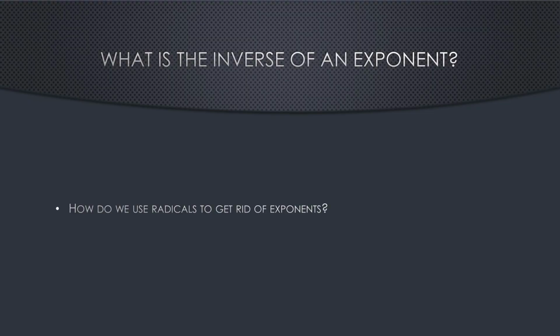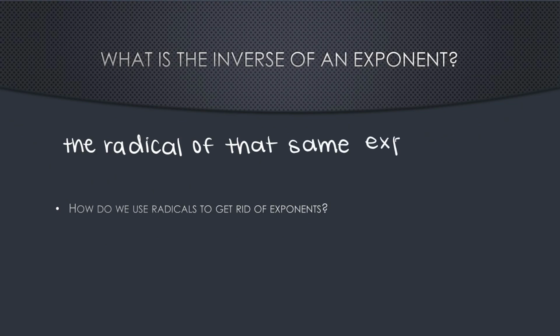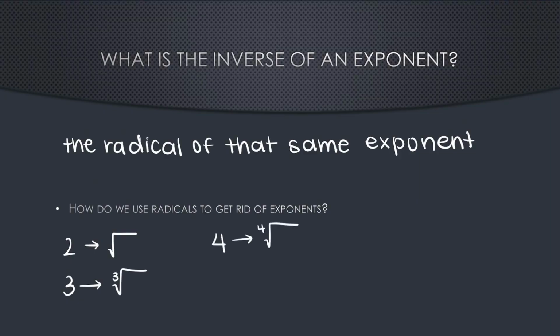So the inverse of an exponent is the radical of that same exponent. If the exponent is 2, then the inverse is a square root. If the exponent is 3, it's a cubed root. If the exponent is 4, then it's a fourth root, and so on. A radical is just a root, meaning like a square root or a cube root or whatever. So to get rid of an exponent, we apply the appropriate root.